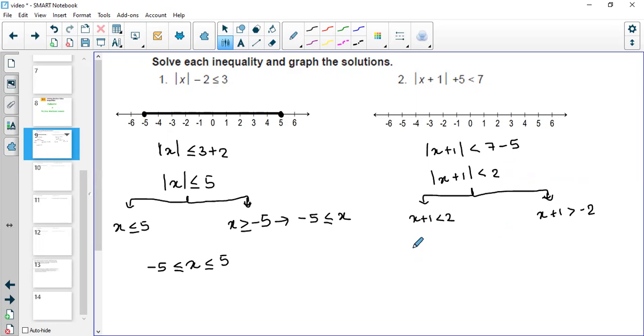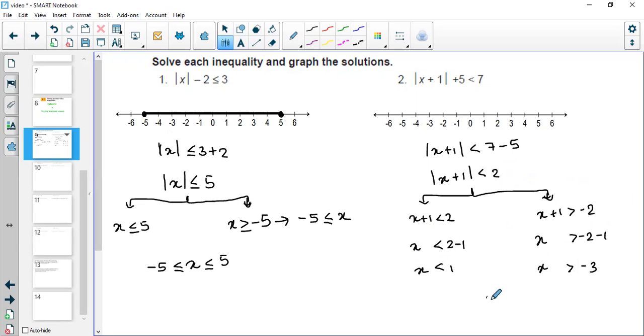Now we have to solve this. So x is less than 2 minus 1, x is less than 1. How about this one? X is greater than -2 -1, because positive 1 will become -1. So x is greater than -3.